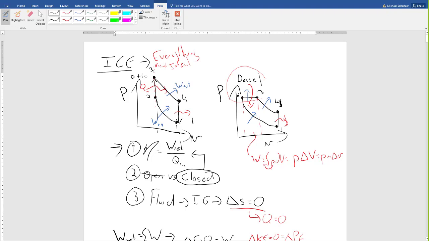So here we only have a compression ratio for auto, and it's always big over little. These volume ratios are always more than 1. So it's V1 over V2, V4 over V3, or basically some combination of V4 and V1 divided by some combination of V2 and V3, right?